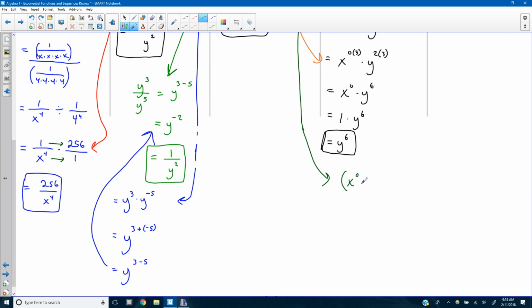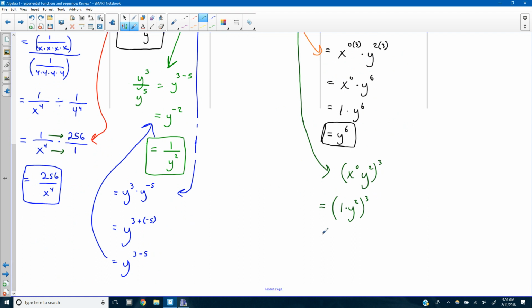X to the 0 times y squared quantity cubed. X to the 0 is going to become 1. 1 times y squared quantity cubed. And even better yet, I really should have just gotten rid of that. 1 times anything is just that thing. So this is y squared quantity cubed. So from there, I really should just jump from here to here. But anyway, y squared quantity cubed then becomes y to the 2 times 3 power, which is y to the 6th.